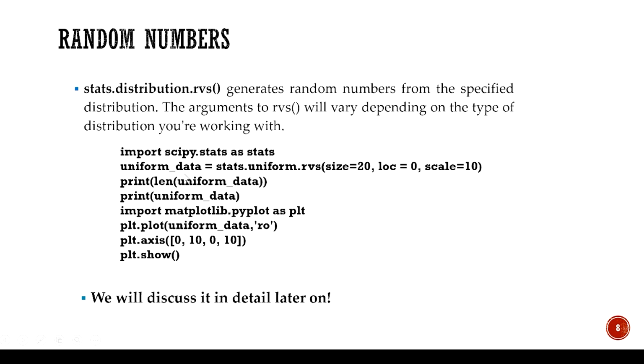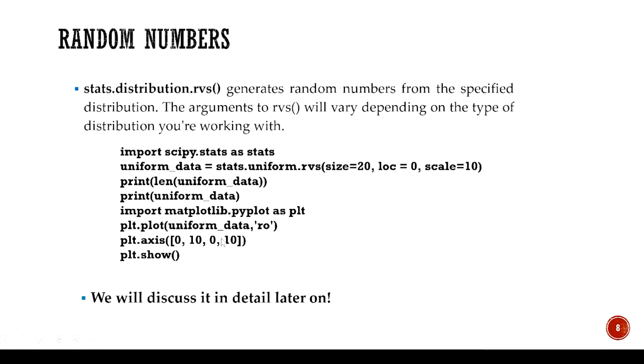So I generate uniform data, so stats.uniform.rvs, and we know that for uniform distributions we need 2 parameters, lower bound and upper bound. With size, I specify how many random numbers I want to generate, let's say 20, between 0 and 10, and then you can apply the len function to count the number of items. And then you can print it, and we import this library, matplotlib, that we use a lot for data visualization. Then we apply the plot function.